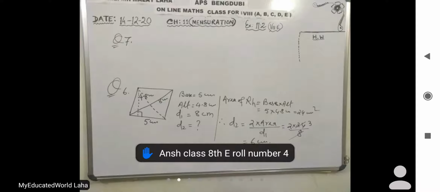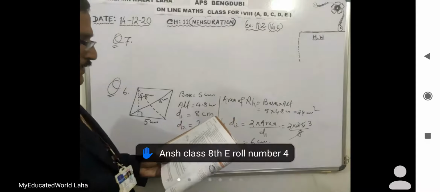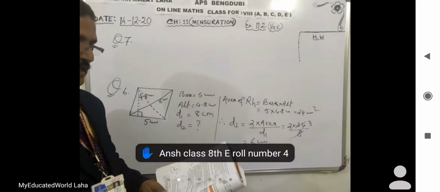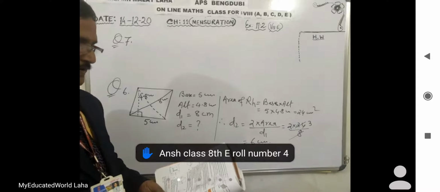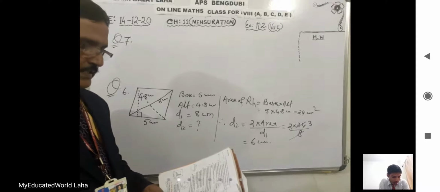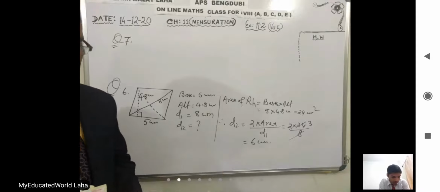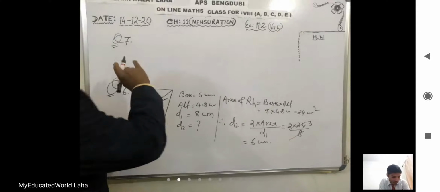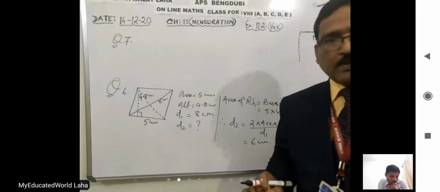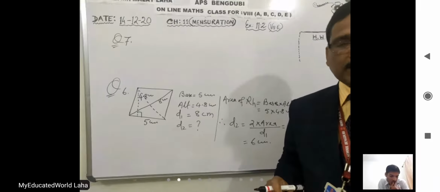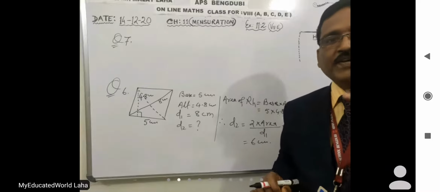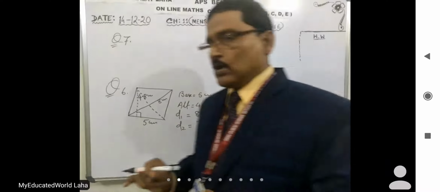What is question number 7? The floor of a building consists of 3000 tiles which are rhombus shaped and each of its diagonals are 45 centimeter and 30 centimeter. Find the cost of polishing the floor at the rate of 4 rupees. That means there is a floor which we have to pave with rhombus shaped tiles. Rhombus shaped tiles, diagonals given. So you will find out the area of one tile. Okay. And now how many tiles are required?